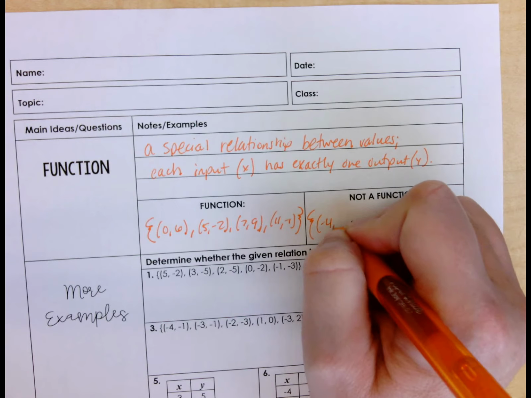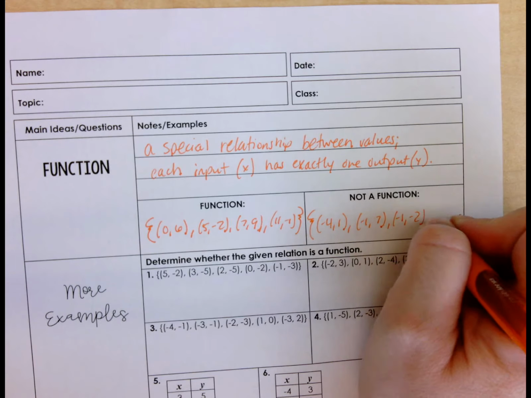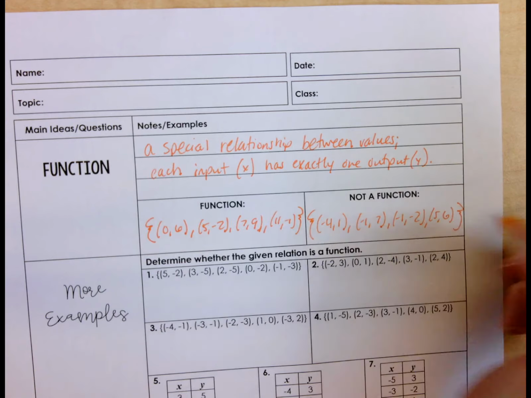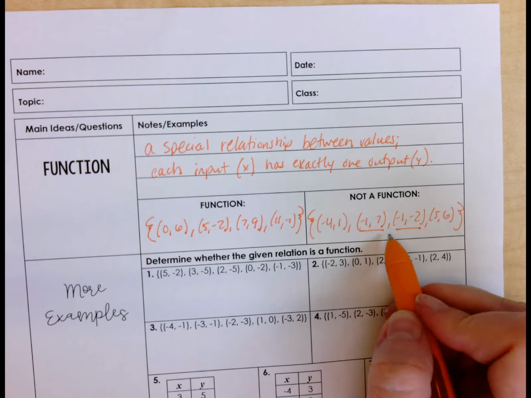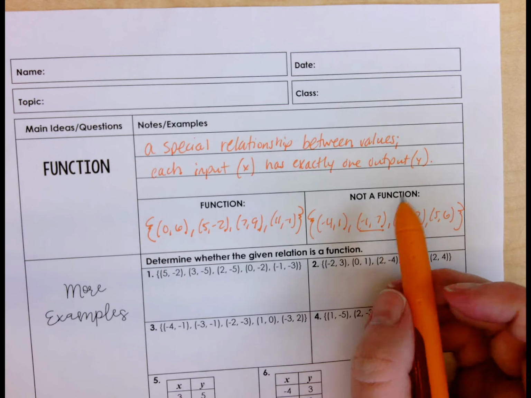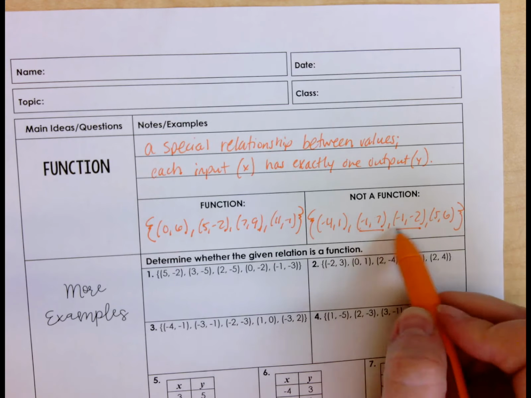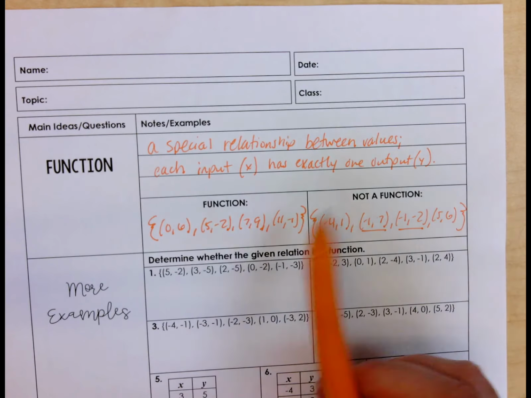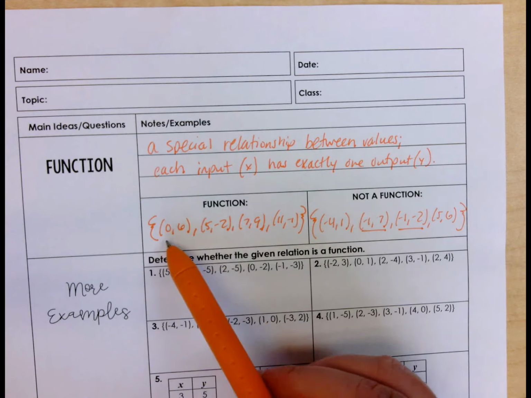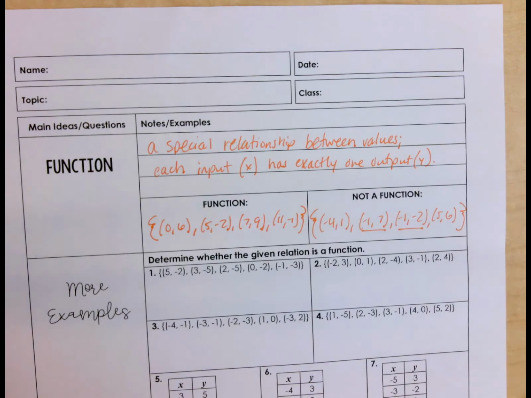So the first one: negative 4, 1, negative 1, 7, negative 1, negative 2, and 5, 6. Okay, and so you notice here we have two different ordered pairs with the same x value. This one has a y value of 7, this one has a y value of negative 2, but they both have an x value of negative 1. So both of these are relations because they're a set of ordered pairs, but only one of them is a function because the x values do not repeat in this, okay? Whereas over here, they don't repeat. All right, so just a couple of examples.